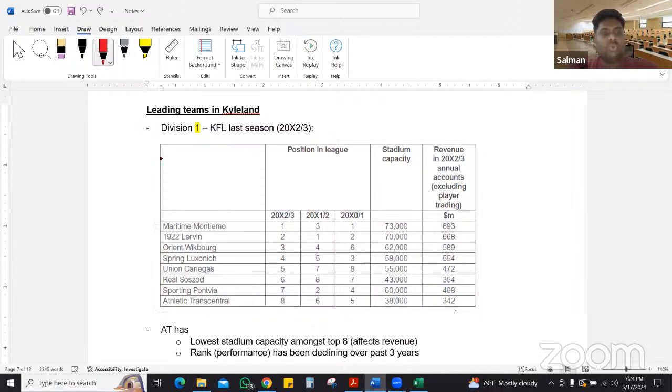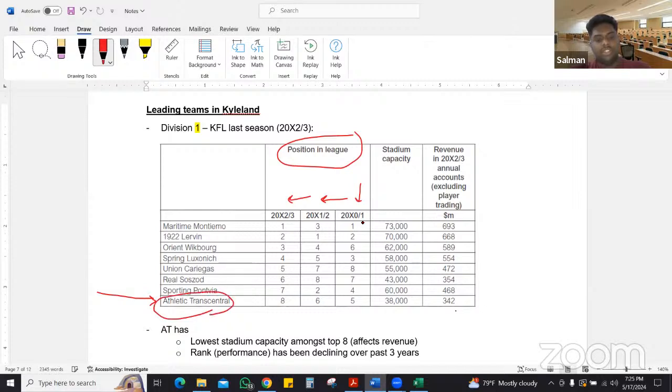And who are we? We are Athletic Trans Central. So we are in the top 8. Position in the league, 2001 to 2003. If you look at Athletic Trans Central's position, in 2001 we were 5th in Division 1. 2002, 6th. 2003, 8th. So our ranking has declined.